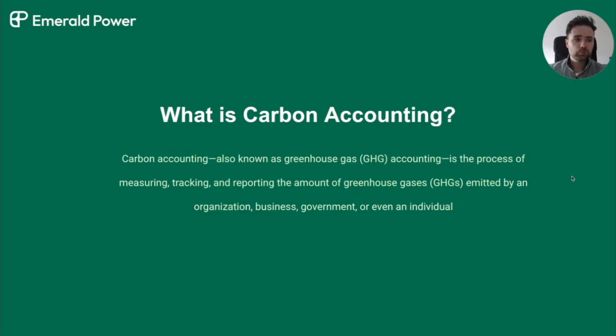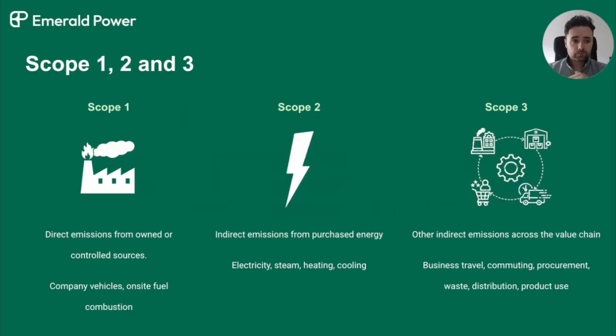So the first starting point is what exactly is carbon accounting? Carbon accounting is essentially the accounting of greenhouse gas emissions that stem from your business. It's the process of measuring, tracking, and reporting the amount of emissions that are emitted from your business or organization as to do with any type of activity or transactions that your business has made over a period of time. So carbon accounting is essentially divided up into three different scopes. We have scope one, scope two, and scope three.